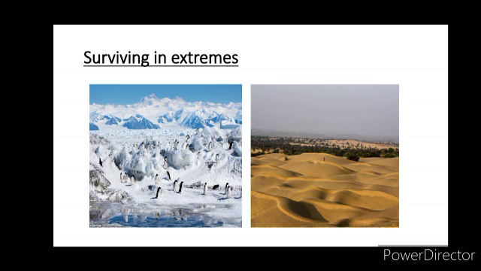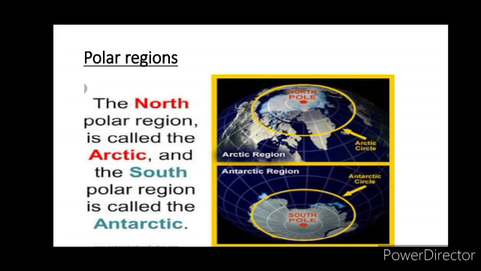Students, now we are going to know animals surviving in extremes. Extreme conditions include polar regions, snowy mountains, and deserts. These polar regions and deserts provide the toughest conditions to survive in. Let us find out how some animals survive in these testing conditions. First, we are going to know animals surviving in polar regions.